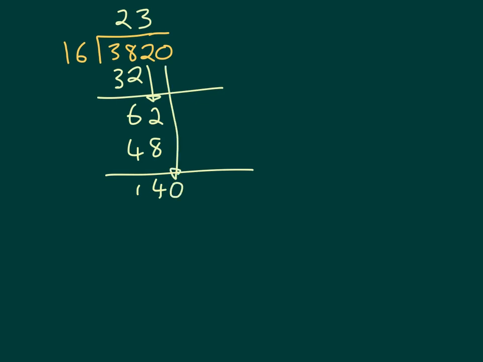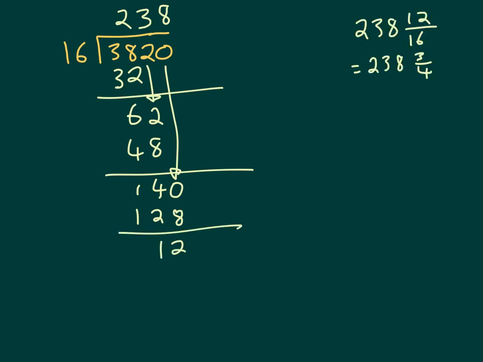How many 16s in 140? There are 8, because that's 128, leaving 12. Now, I might recognise that I can present as a decimal at this point, 238 and 12/16, which cancels down to 238 and 3/4.